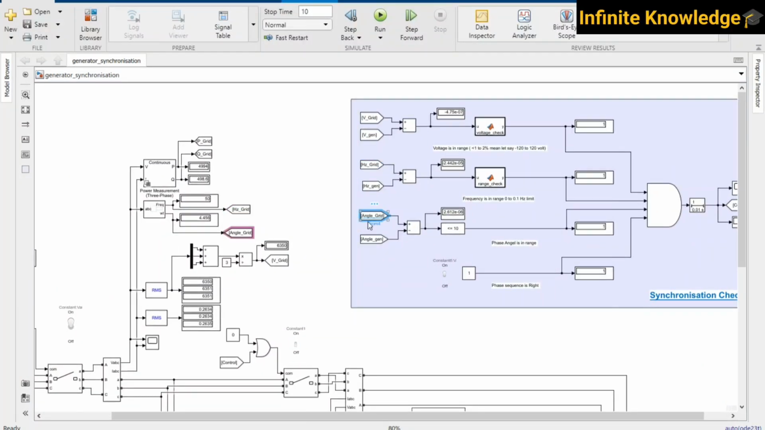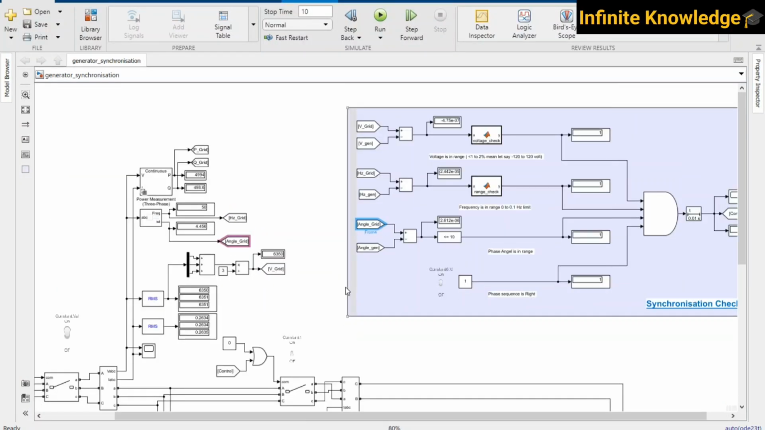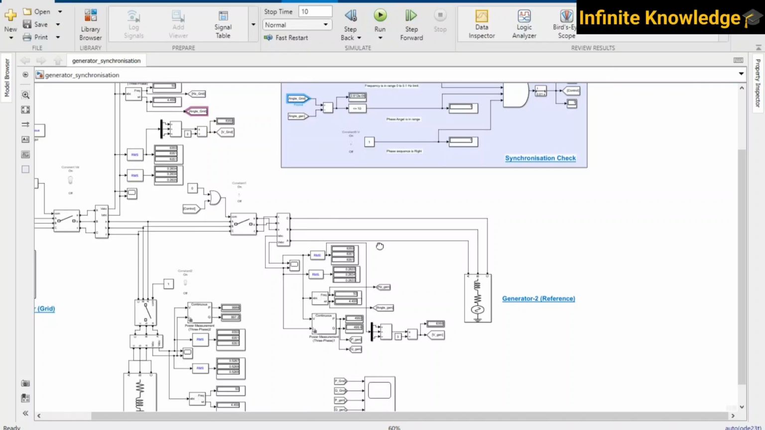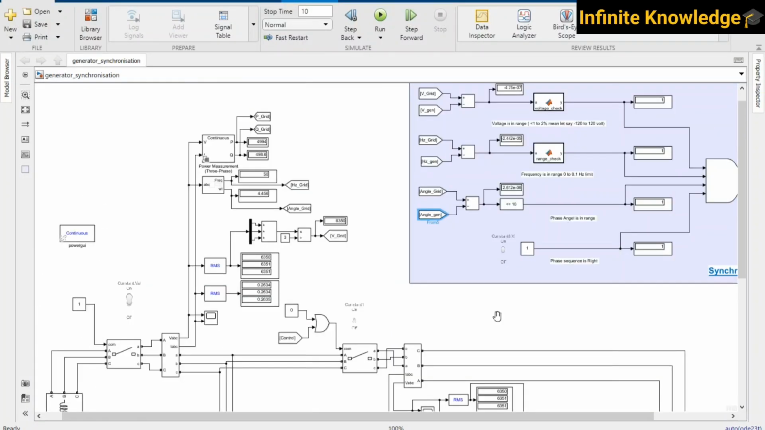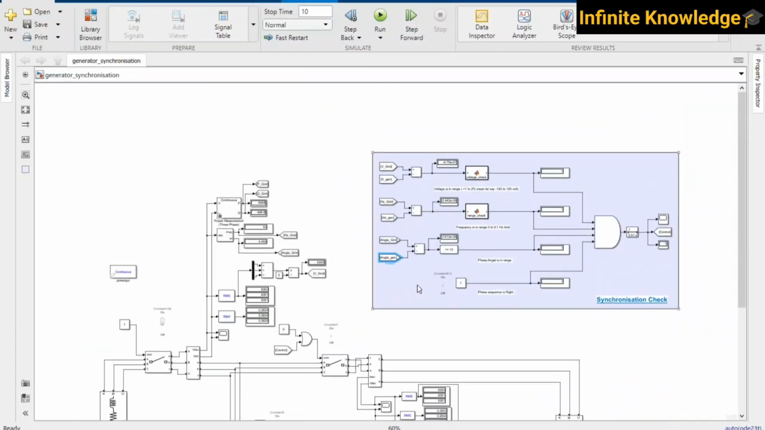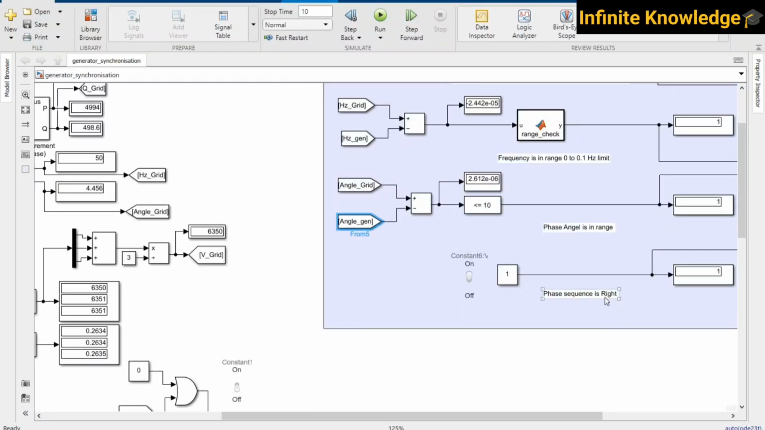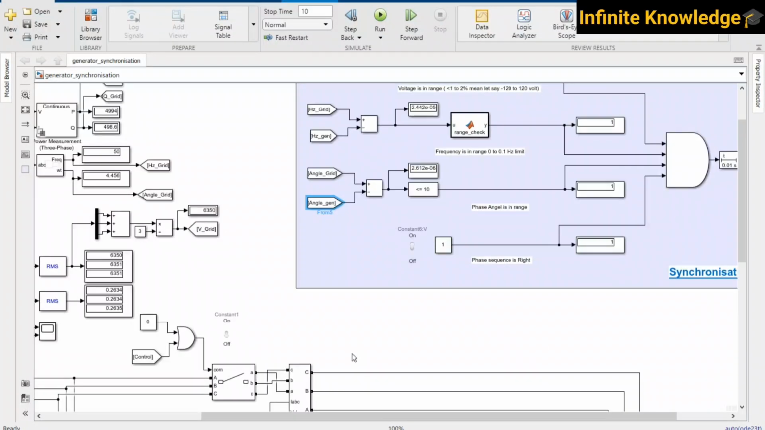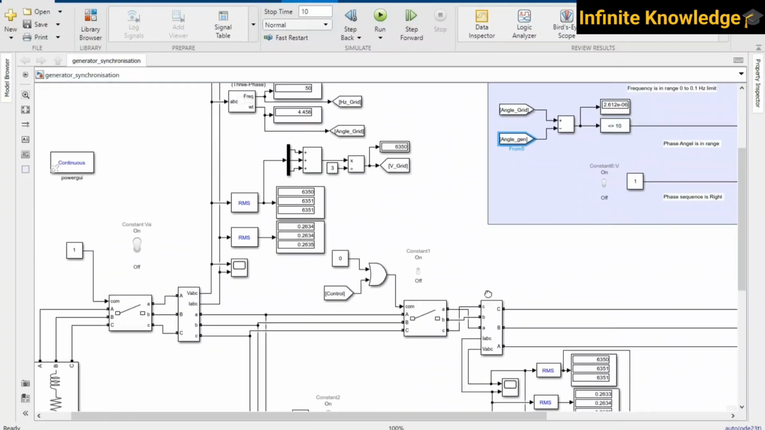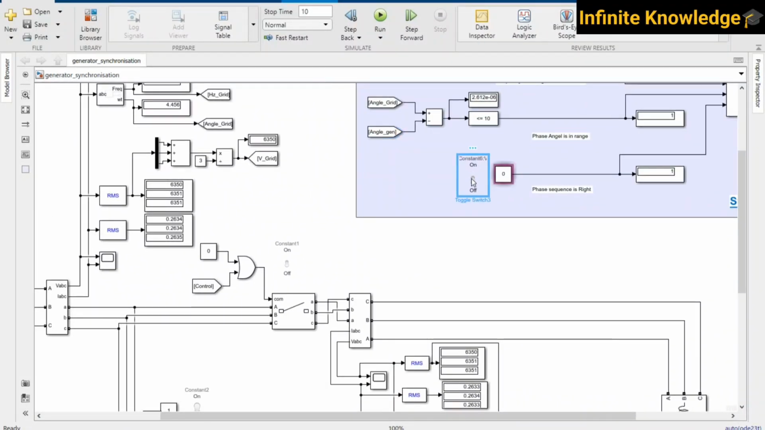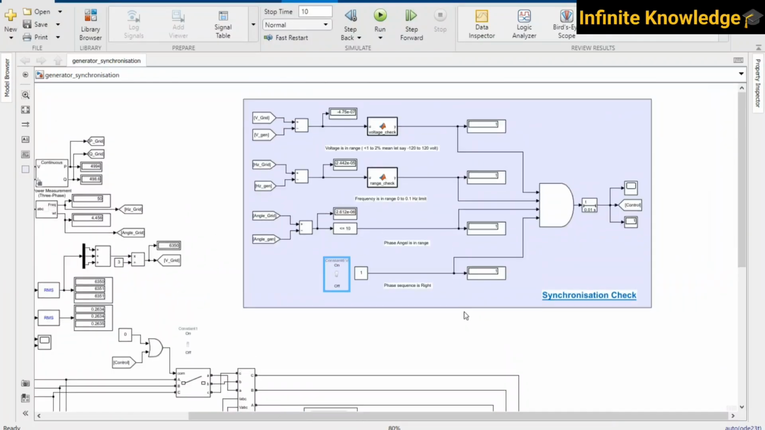Then next is voltage angle. The angle must be the same. We are taking two references, one from the grid and another from this generator. And one is phase sequence. Phase sequence must be right, the RYB connection must be right. Here I cannot check that, so I just use this switch for whether it is okay or not. You can just turn it on and off. If it is turned on, then the phase sequence is okay. If it is turned off, then the phase sequence is not okay.